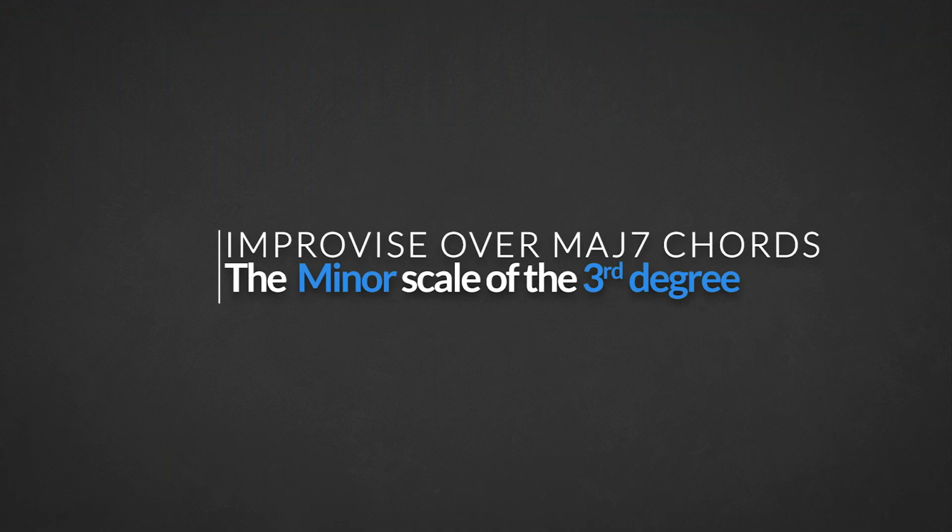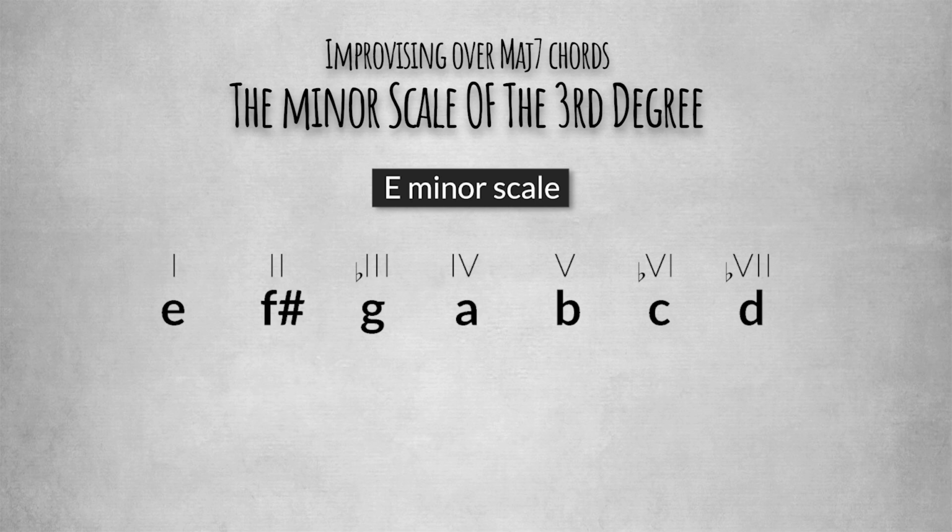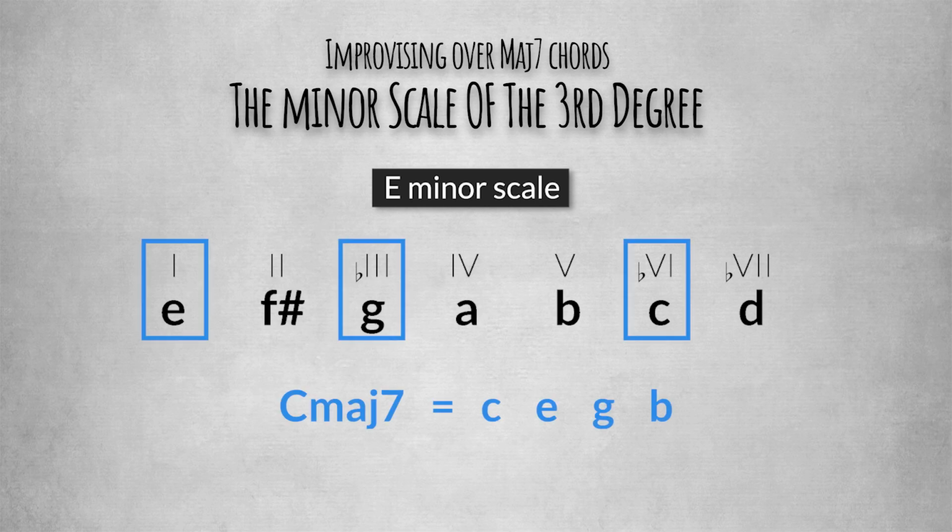Now the 3rd degree in the C major scale is the note E. The minor scale of this note, the E minor scale, contains all the notes of the C major chord: the root C, the major 3rd E, the perfect 5th G, and the major 7th B.